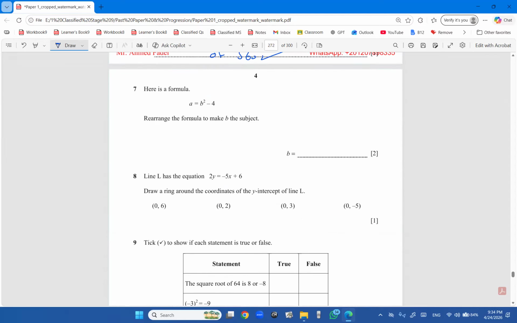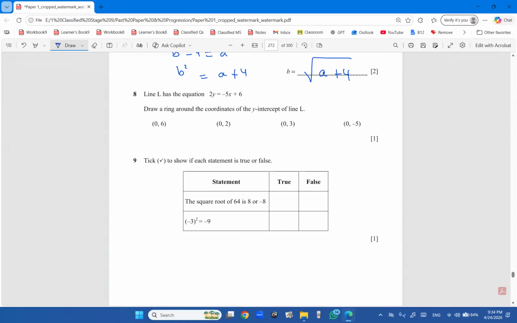Rearrange the formula to make b the subject. So I can switch them first. So b squared minus 4 equals a. Now you're going to send the negative 4 to the other side, positive 4. So b squared equals a plus 4. Then I'm going to get the root of them. So b equals square root of a plus 4.